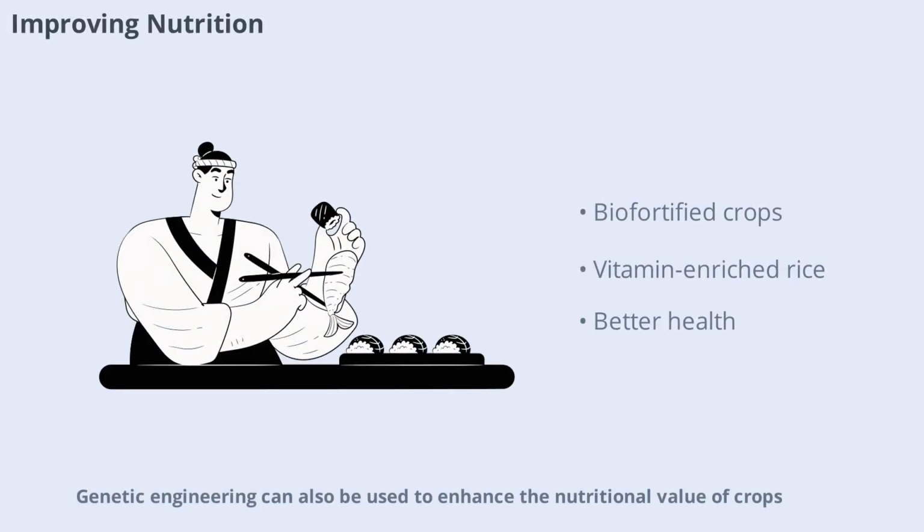Genetic engineering can also be used to enhance the nutritional value of crops. For example, scientists have developed rice varieties with higher levels of vitamin A, known as golden rice. These biofortified crops can help address nutrient deficiencies in populations that rely heavily on staple foods. By improving the nutritional content of plants, genetic engineering contributes to better health and well-being.